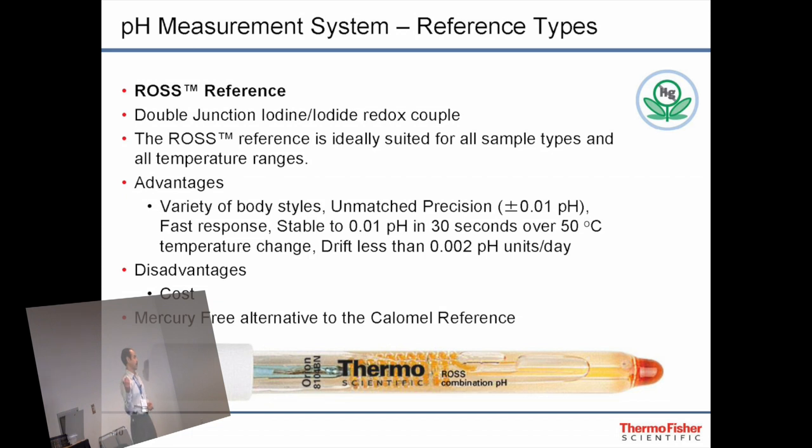The only real disadvantage is that it's a more expensive electrode, and in this case you really do get what you pay for. If you want a really fast electrode that's stable, not going to drift, that's going to be fast at whatever temperature, a Ross electrode is going to work for you very well. But it's about twice as expensive as a standard electrode. But it works very well.